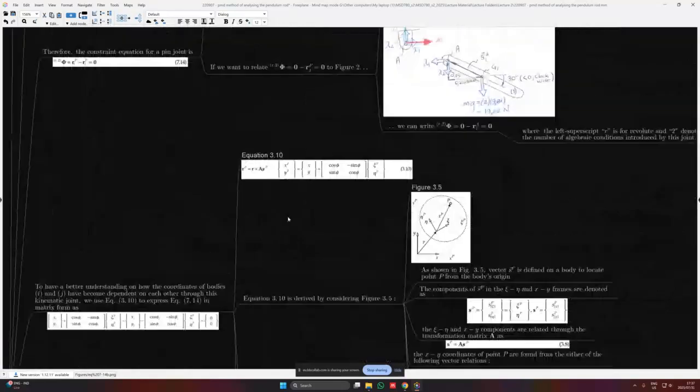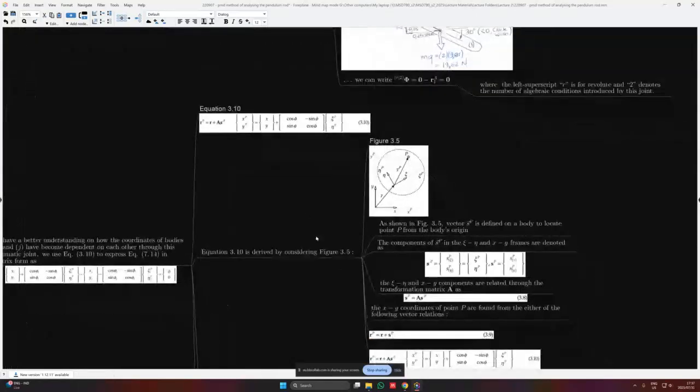Now, equation 3.10 simply says that RP, so if I quickly jump over to figure 3.5, RP is simply a vector taken from the global coordinate system's origin to point P directly. And this is equal to R plus A, and then you have this S strike through P. So S strike through means that we're working now with a local coordinate system.